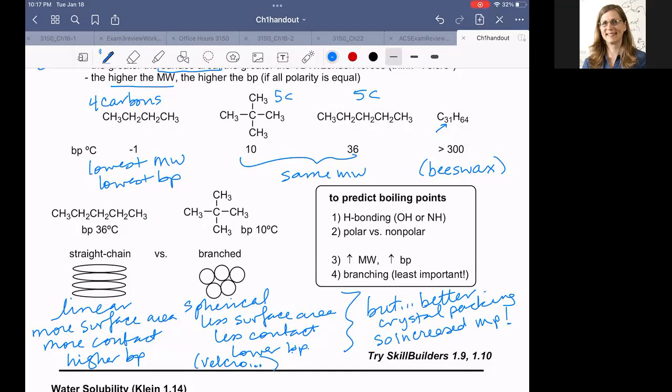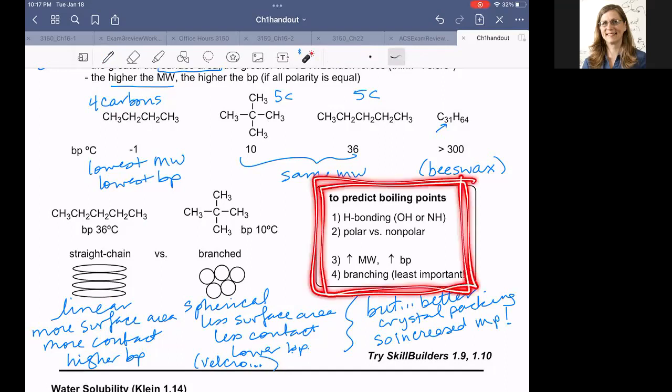All right, and so here's our summary. The most important thing to look for, because the strongest attraction we can have is what? Hydrogen bonding. So first look to see if there's any OH or NH bonds that are present. If we have those, then we are capable of forming hydrogen bonds between molecules.